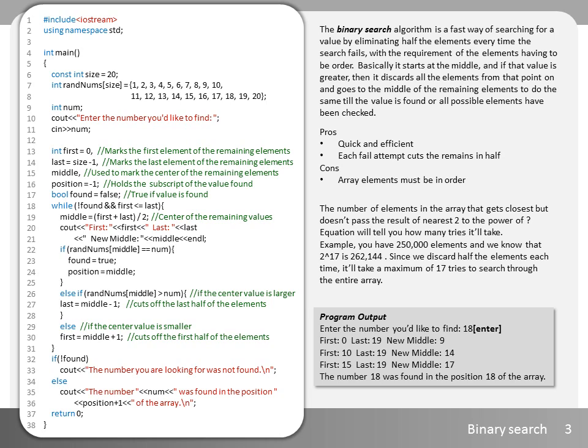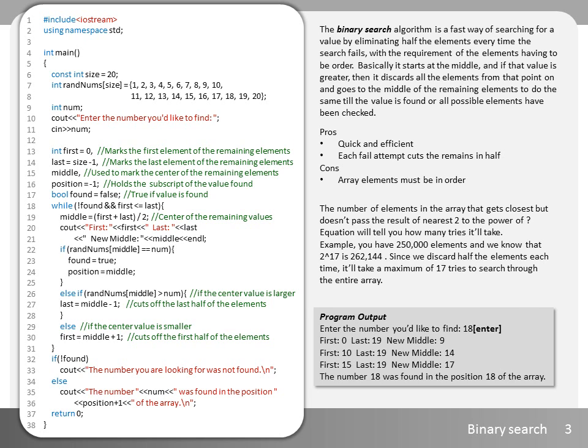The advantages of this algorithm are that it is quick and efficient, and that each failed attempt cuts the remaining elements in half. Its only disadvantage is that the elements in the array must be in order. In this example, we have a program similar to the linear search algorithm. Here, though, we declare three variables: first, last, and middle.